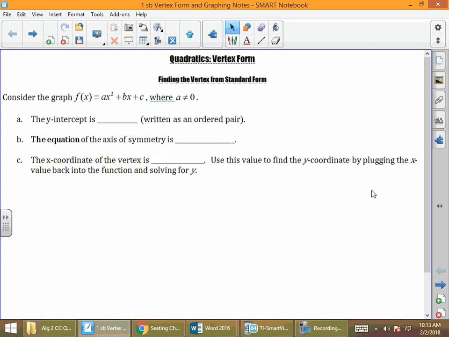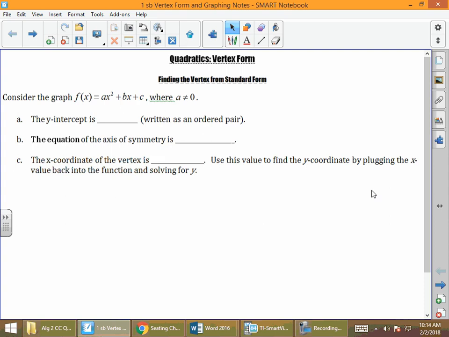So consider the graph f of x equals ax squared plus bx plus c, where a doesn't equal 0. Should look familiar to you. That is a standard form quadratic. And there's a couple things that are really easy to find in this equation if we know the formulas.